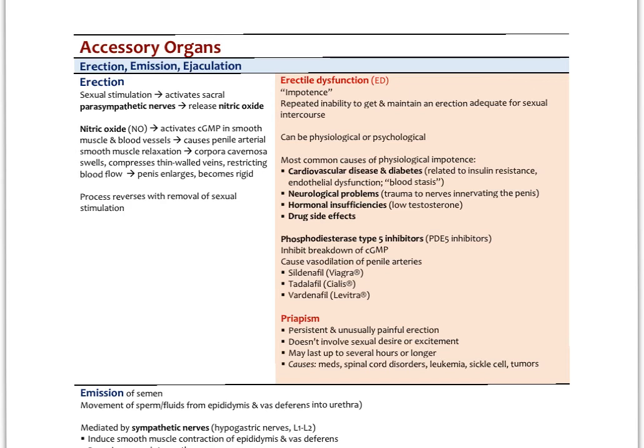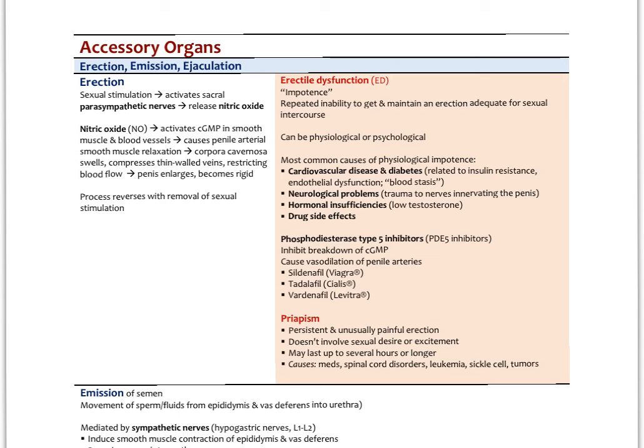Finally, I just want to say a few comments about erection and ejaculation. So erection itself is stimulated by parasympathetic nerves, so sacral parasympathetic nerves. They are the ones that release nitric oxide, and that's going to activate the cyclic GMP in the smooth muscle around the blood vessels. And that's what's going to cause the penile arterial smooth muscle relaxation. That'll cause the corpora cavernosa to swell. That'll compress the veins and restrict the blood from exiting the penis. And this will cause the rigidity and enlargement of the penis. And then once the nerves stop firing and the nitric oxide process stops, that process reverses.